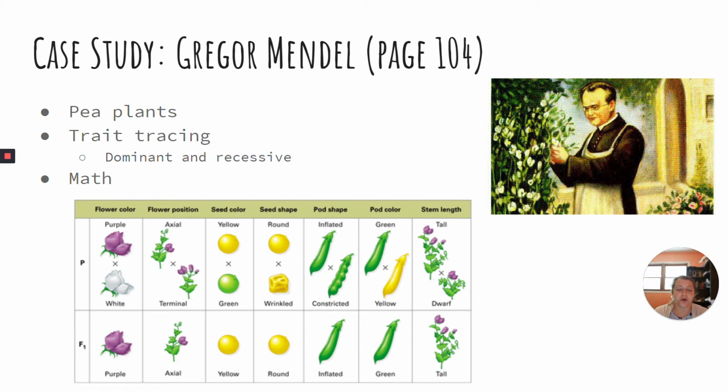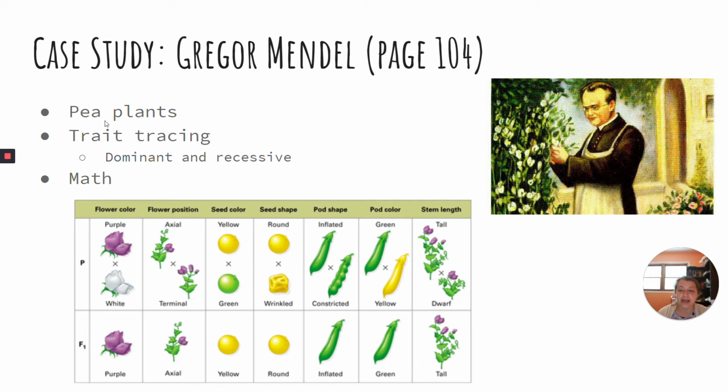Gregor Mendel was an Austrian monk. You can see this is what he looks like. He kind of looks like a monk, right? He's got the outfit on. And he spent almost his whole life dedicated to pea plants. This is what a pea looks like, and the plant looks like this. It's got some really pretty flowers on them. He dedicated his whole life to this, and I personally call it trait tracing.